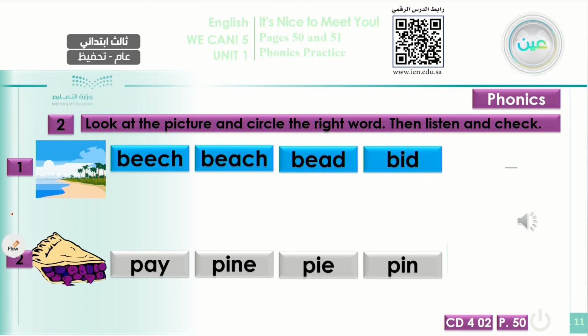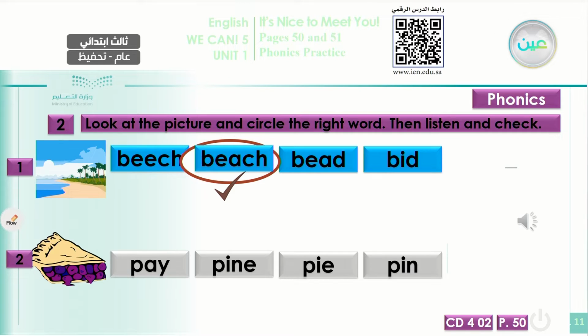Okay, we move to the next exercise, which is exercise number 2. Look at the picture and circle the right word, then listen and check. You have picture number 1 here. You can tell from the picture here, what is this picture? It is for a beach. But how do we write beach correctly? How do we spell it? Is it the first one, the second one, third, or the fourth one? You can tell from these 4 words. The right spelling for beach is this one. Very good.